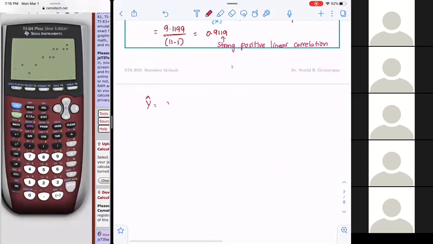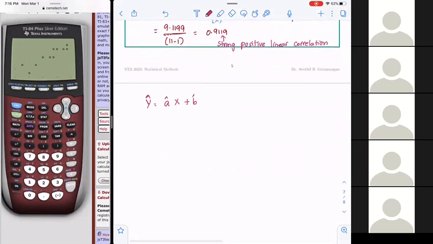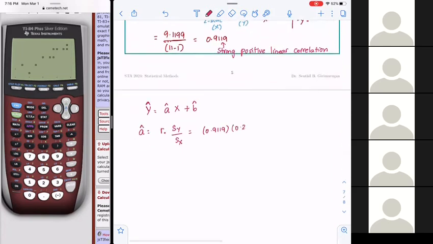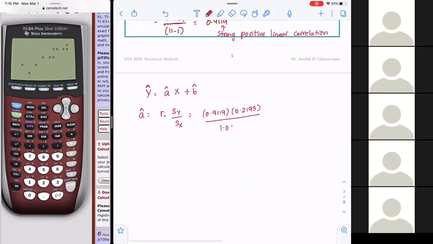So y hat is simply a x plus b. We need to find the value of a hat and b hat. The formula for a hat is r multiplied by sy divided by sx. So we would have 0.9119, that is the value of r, multiplied by sy, which is 0.2195, divided by sx, 1.094.